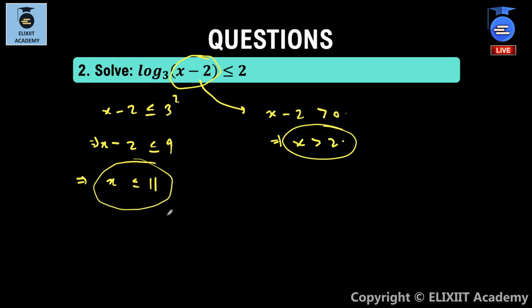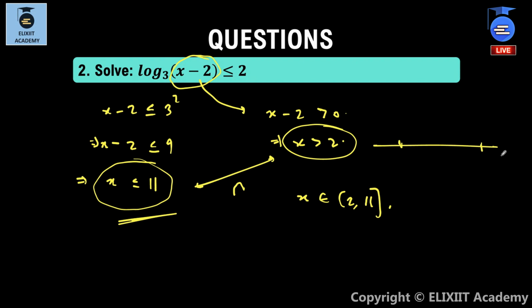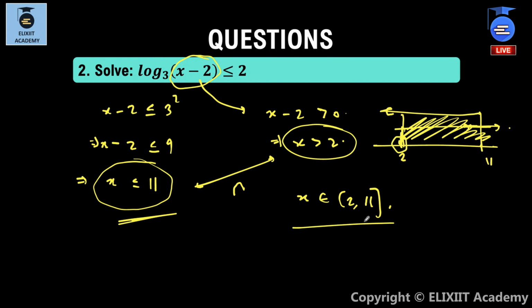So if x is greater than 2 and x is less than or equals to 11, which means x belongs to the open interval 2 to 11. Why is it so? Because we are taking the intersection of these two. If you take the intersection, I hope you remember how we do it. This is 2 and this is 11. More than 2 means over here, 2 to infinity, and less than 11 means over here. So what is the common region? This is the common region, excluding 2, because here we have an open interval at 2. So x belongs to (2, 11).